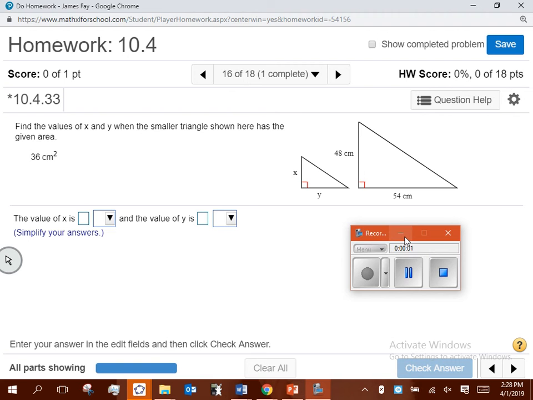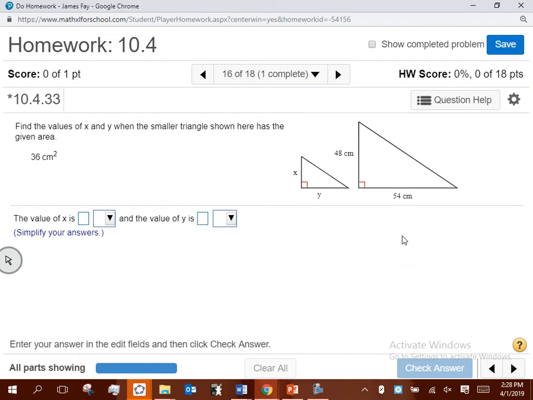which is due tomorrow. I just want to make sure that we can address these correctly.